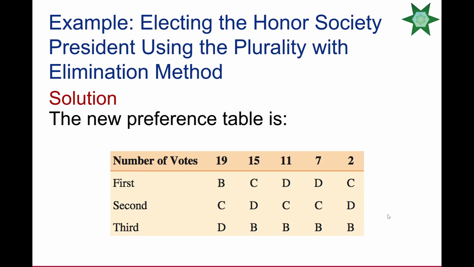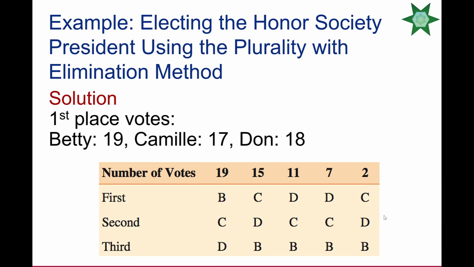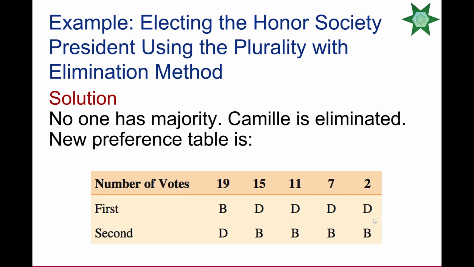Now we do the same thing. We look at the first choice votes here. We've got Betty still having 19, Camille having 17, and Don having 18. And so who are we going to eliminate? Do we have a majority here? Nobody has a majority, so we're going to eliminate Camille.